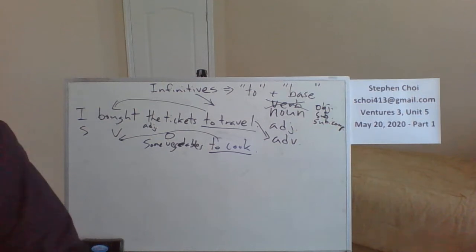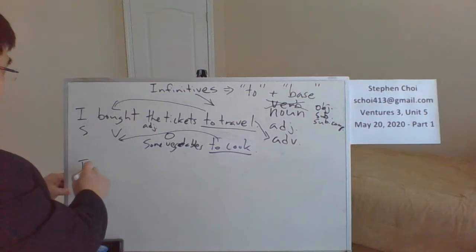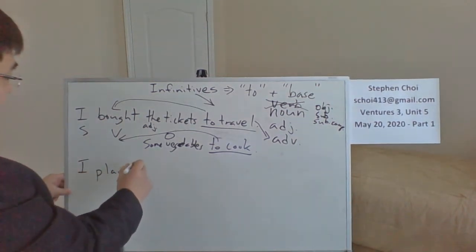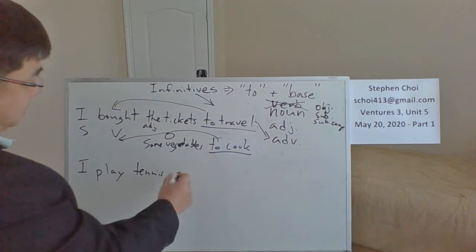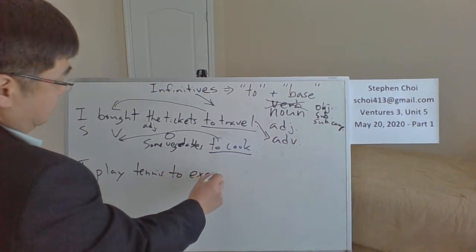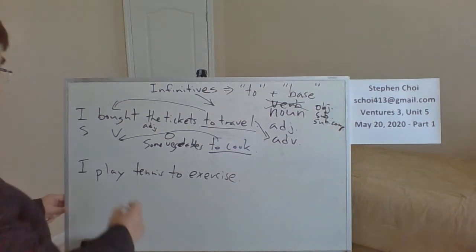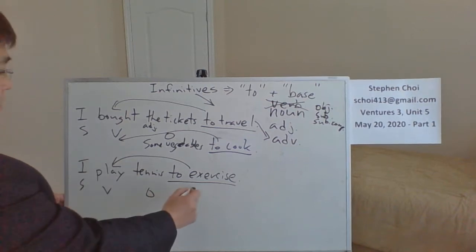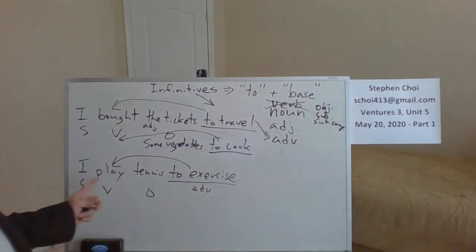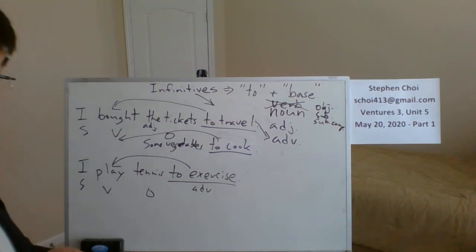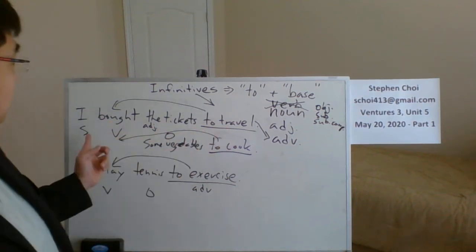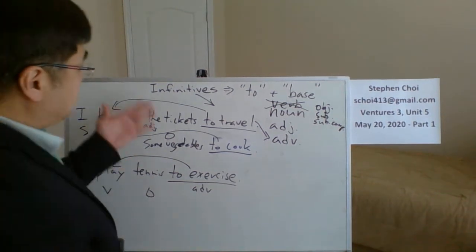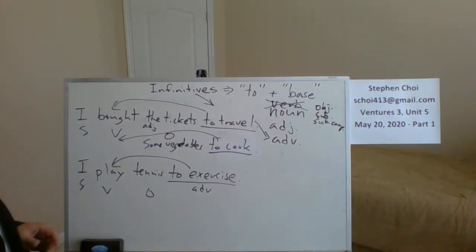What are some other ways I could make adverbs out of that? Let me use a totally different sentence. I play tennis. I play tennis to exercise. So subject, verb, object. What's to exercise? This is an adverb infinitive. I play why? To exercise. I bought to travel. I bought to cook. So these are examples of infinitives being used as adverbs.